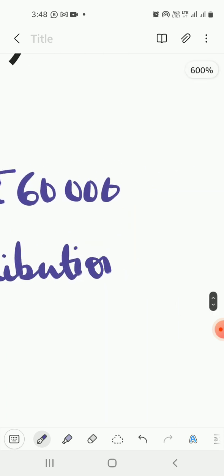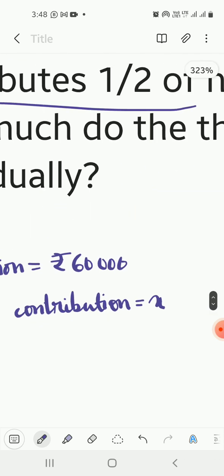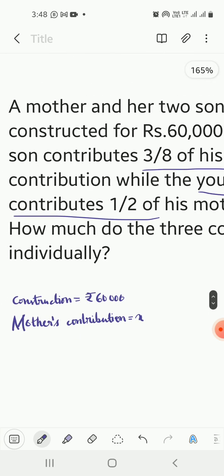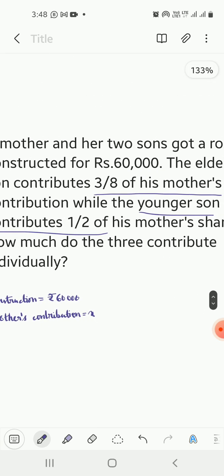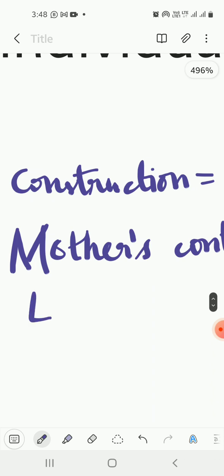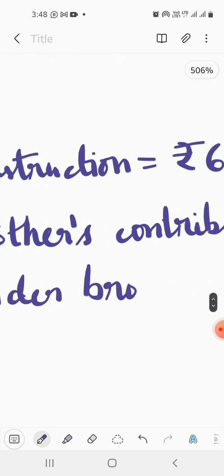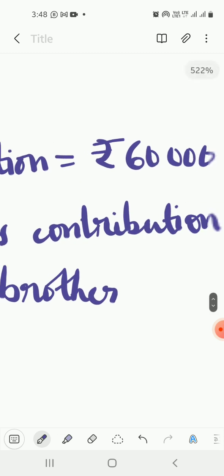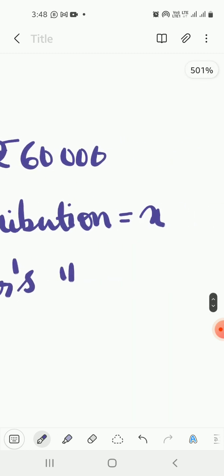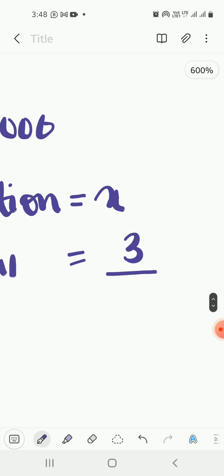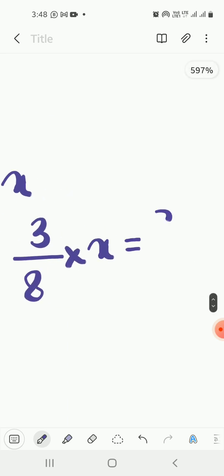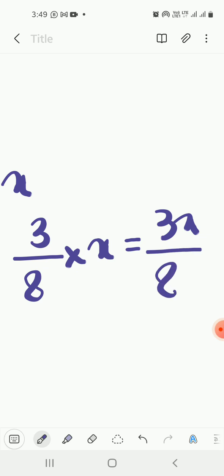Mother's contribution is X. Now the elder son's contribution is 3 by 8 of his mother's contribution, which is taken as X. So the elder brother's contribution becomes 3x by 8.